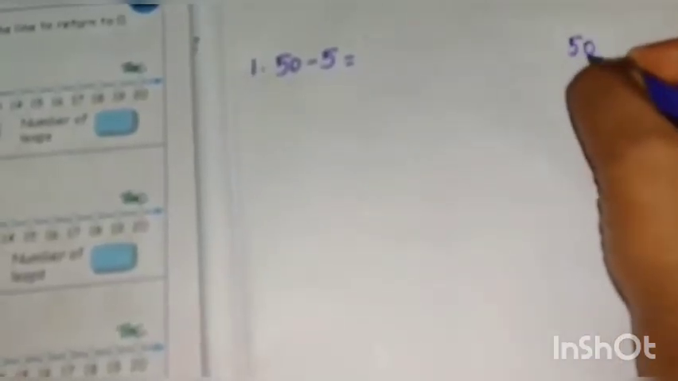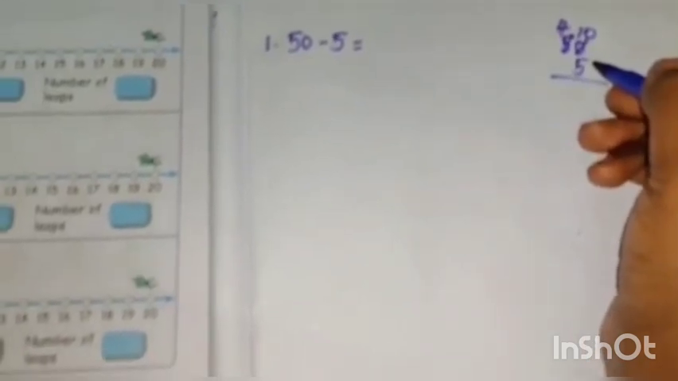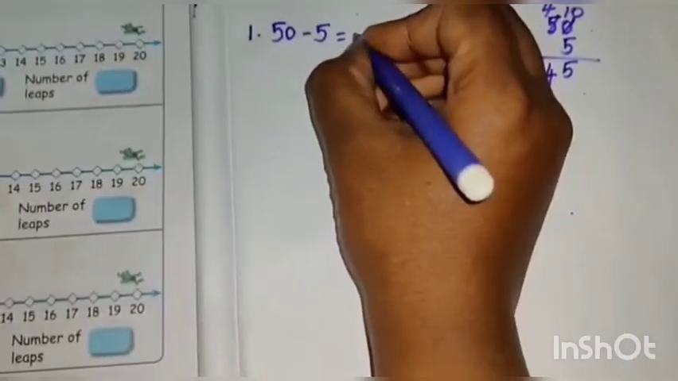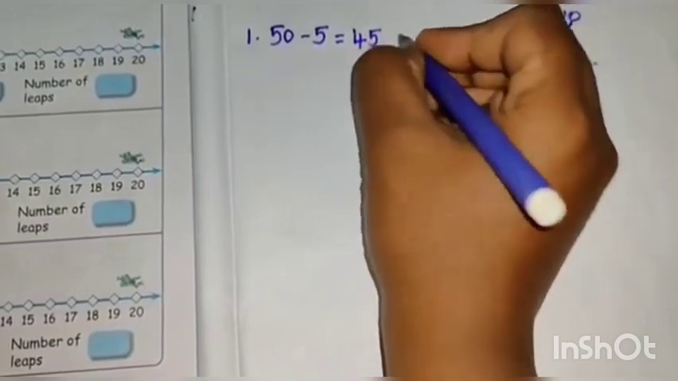50 minus 5. Already you know how to do the subtraction. Here 0 is there, can't subtract, so borrow from the number 5. Here we'll get 10, here 4. 10 minus 5 is 5. So 50 minus 5 is 45.